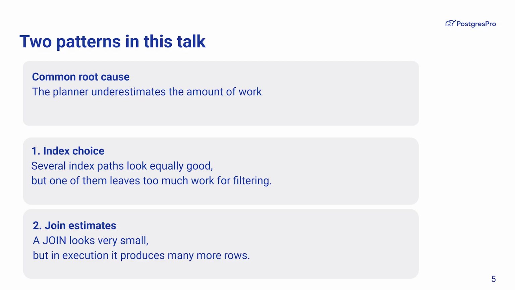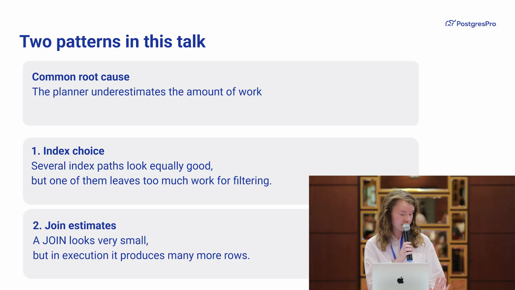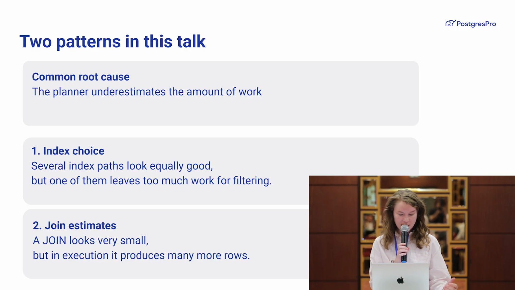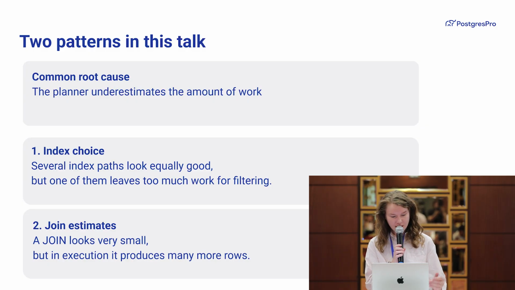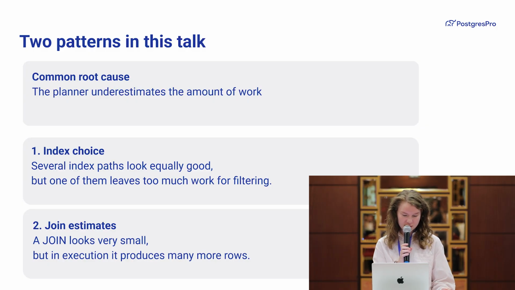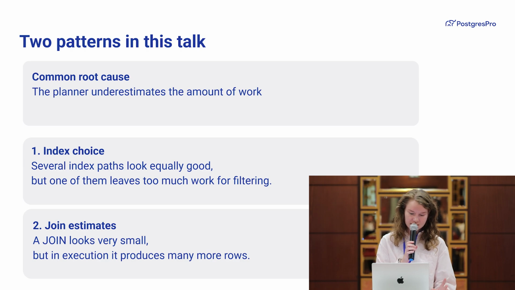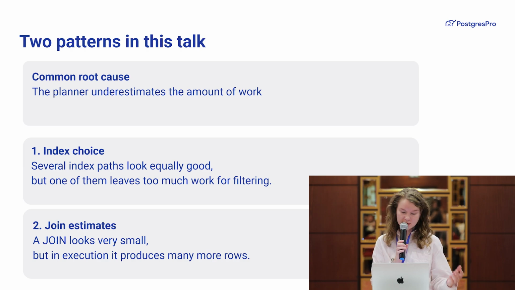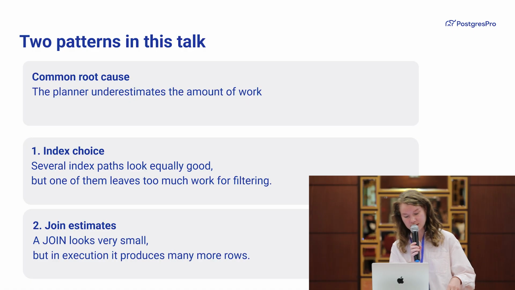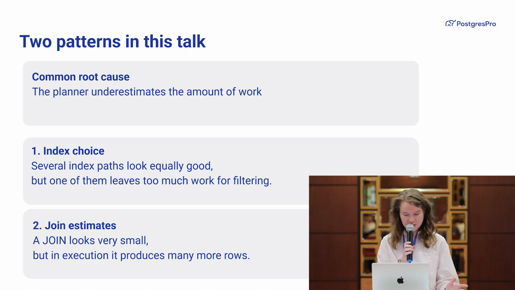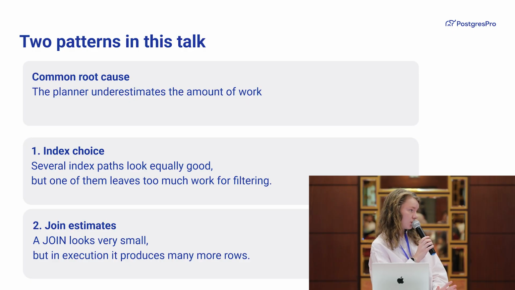A look at two concrete patterns. The first one is index choice, when the planner has several possible indexes and the path that it chooses leaves too many rows for filtering. And the second one is join estimation, when the planner expects a join to be very small, but in reality, the result is much bigger. In both cases, the root problem is the same. The planner underestimates the amount of work.